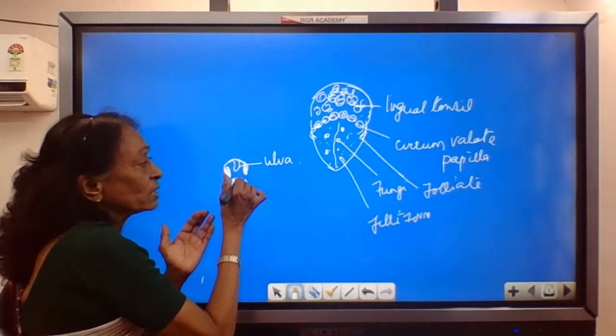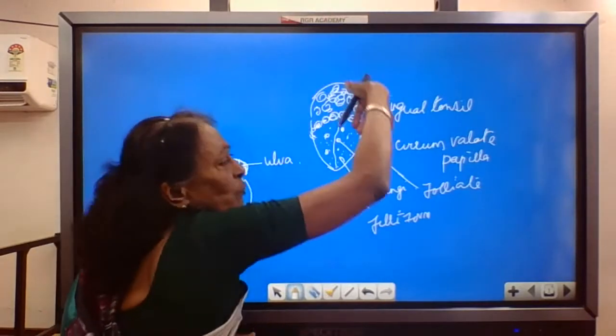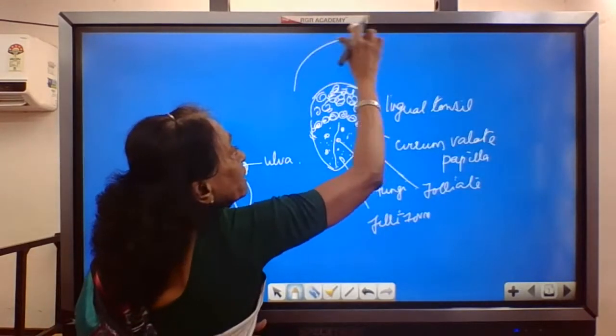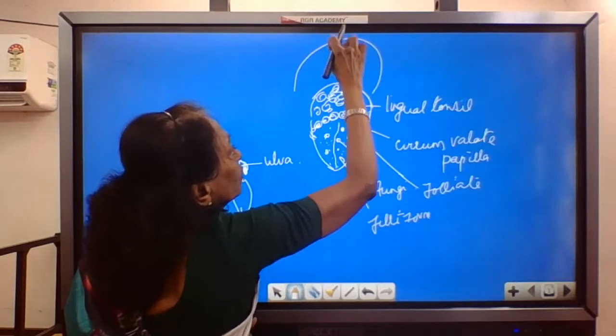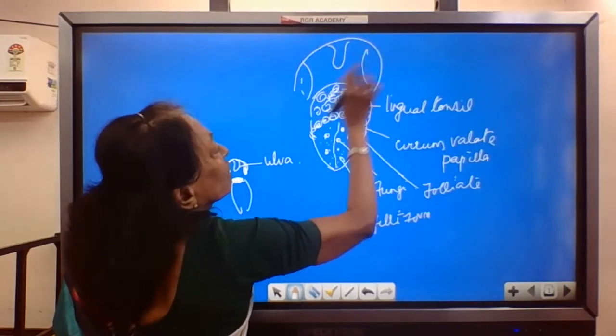Now, this is a lingual tonsil. Behind that, what will happen? There is a gap through which the food is going to pass. So this is the side of the mouth if you come across. Now you have one hanging down, the uvula. On either side you have the tonsils.